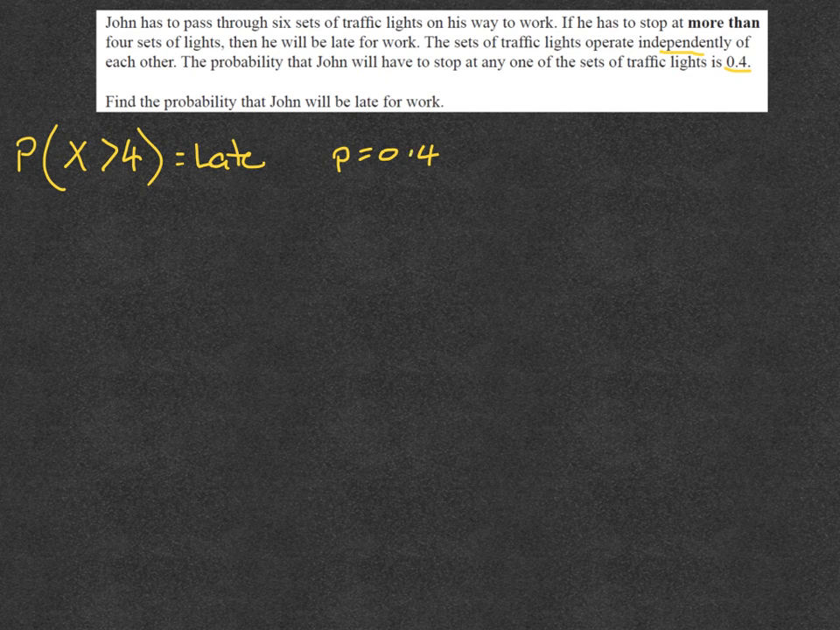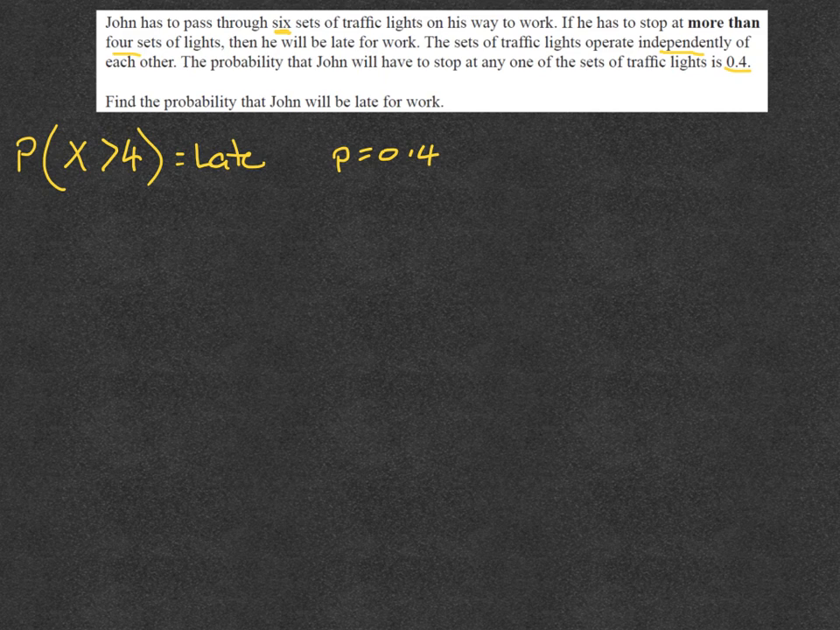So when we're looking at this, we can tell it's not a normal distribution because there's nothing about a mean or a standard deviation. We know it's none of the continuous distributions because it's not continuous. It looks very much like a discrete distribution because we've got 6 sets of traffic lights, so it's a discrete number, and then 4 sets of lights here. So I'm thinking it's either binomial or Poisson. We don't have a rate here, which you'd normally get with a Poisson.